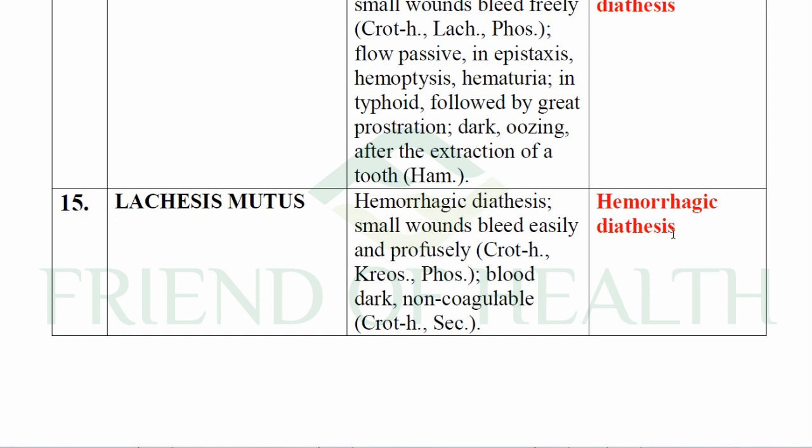Next, another hemorrhagic diathesis remedy is lachesis mutus. Hemorrhagic diathesis, small wounds bleed easily and profusely. Crotalus auridus, creosote, phosphorus. Blood dark, non-coagulable. Crotalus auridus and secale cor.